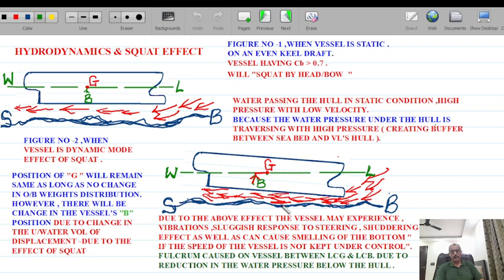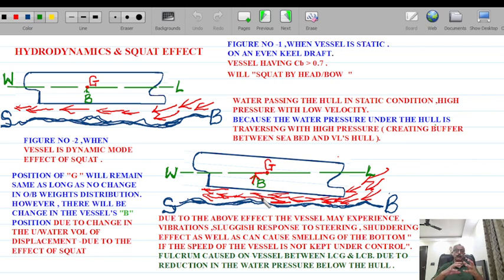So at this point in time, because the vessel has squatted, the water is still passing under the hull because the vessel is moving forward. But in this case, the pressure has reduced, so the buffer has reduced, but the velocity of water passing under the hull has increased, which is causing a Venturi effect, in cognizance with Bernoulli's theorem. So I'm repeating myself. In the earlier case, the pressure is high under the hull, which is causing a buffer. In this case, the pressure has reduced, but the velocity of the water has increased. So the buffer is reduced because of squat.